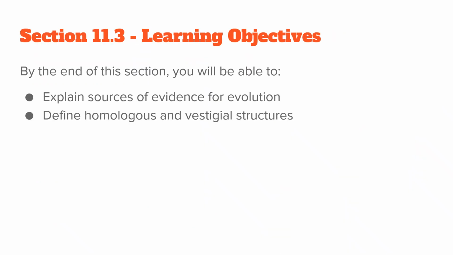By the end of this section, you should be able to explain the different sources of evidence for evolution and define the terms homologous structures and vestigial structures. Keep in mind, evidence doesn't come from one place, it comes from many different scientific fields, all pointing in the same direction.